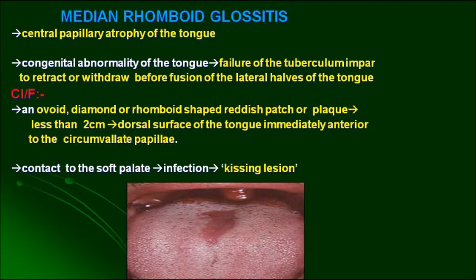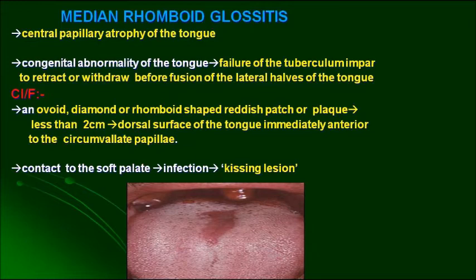Now look into the picture. The picture is very important because it can be asked as an image based question also. In the centermost part of the tongue you can see a rhomboid, depapillated figure. Central papillary atrophy of the tongue is seen. So that is median rhomboid glossitis.